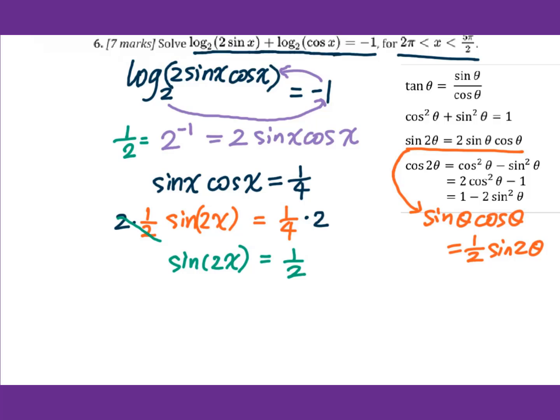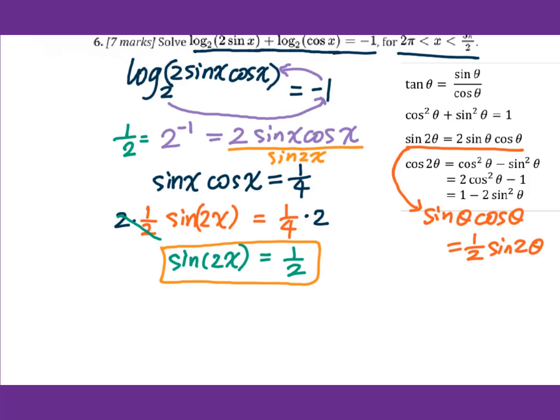If you know 2 sin x cosine x equals sin 2x directly, you can get sin 2x equals 1 over 2 directly. You don't have to show these two steps.